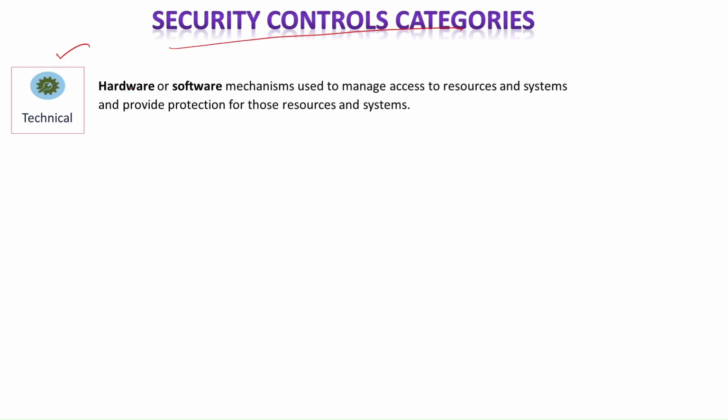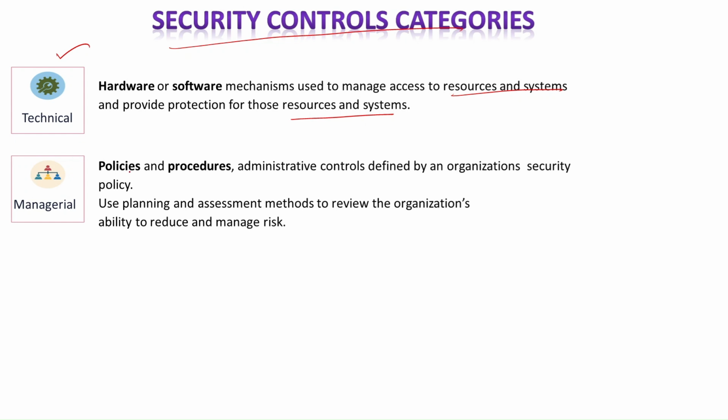The first one is the technical, which is the hardware or software mechanism used to manage access to resources and systems and provide protection for those resources and systems. So technical controls, as the name indicates, are implemented with the help of technology. Managerial controls are basically policies and procedures, administrative controls defined by an organization's security policy. It uses planning and assessment methods to review the organization's ability to reduce and manage risks.